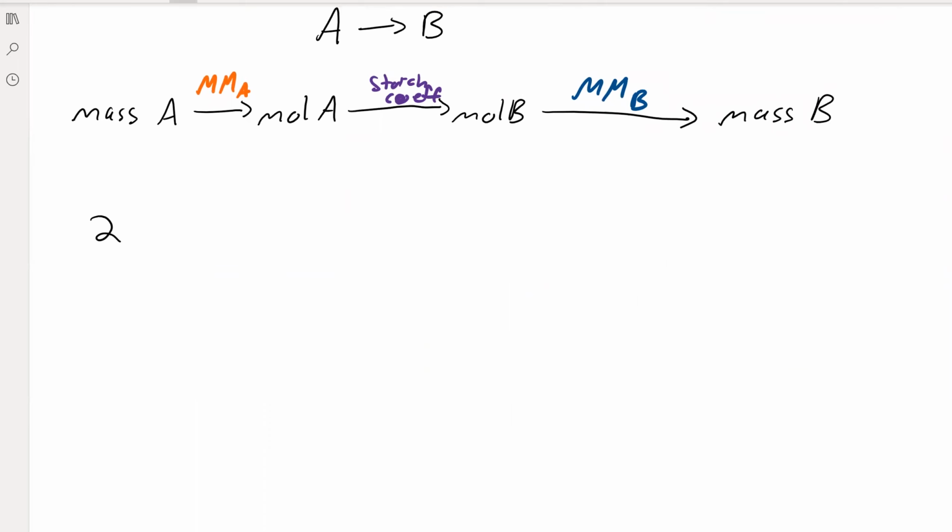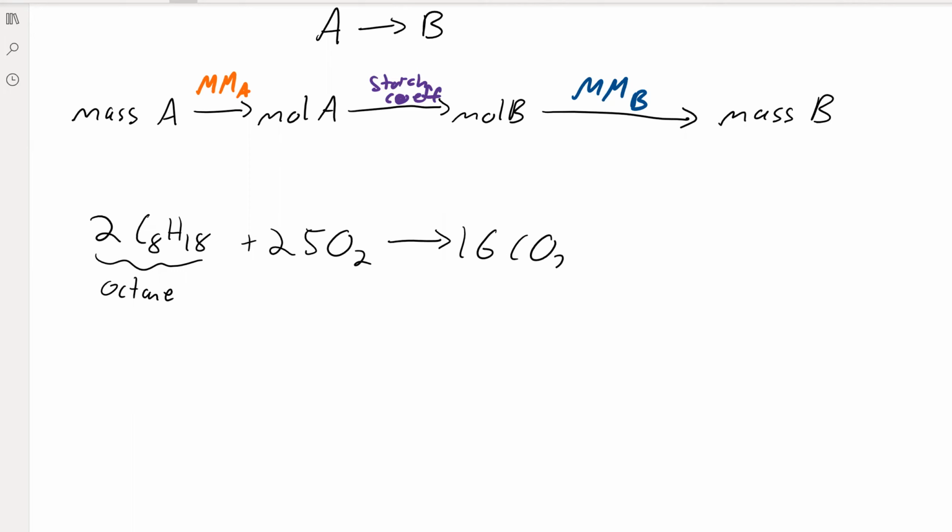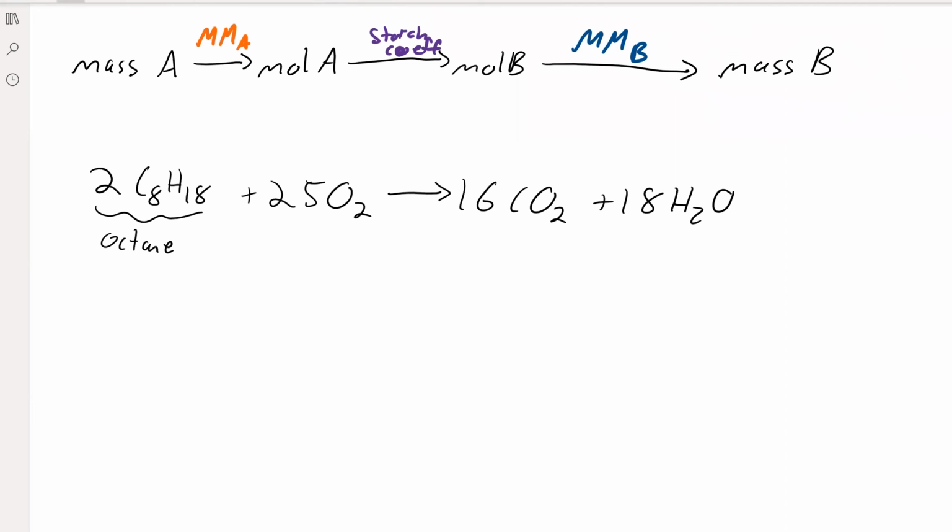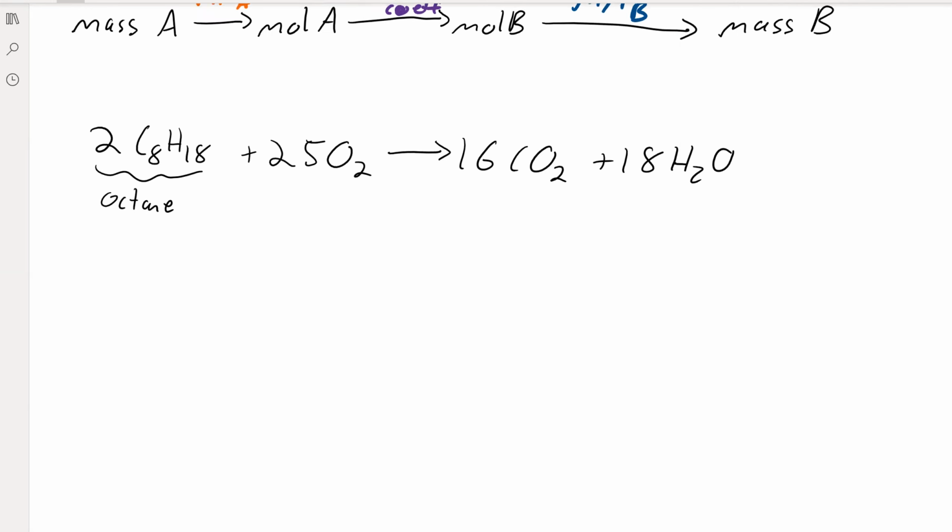So here we're going to have 2 C8H18, which is known as octane, plus 25 O2 to form 16 CO2 plus 18 H2O, right? So we're combusting octane. This is kind of what happens in your car. You take some hydrocarbons, you combine them with oxygen, you form carbon dioxide, water, and some energy that then powers your cars. Let's take a look at our question.